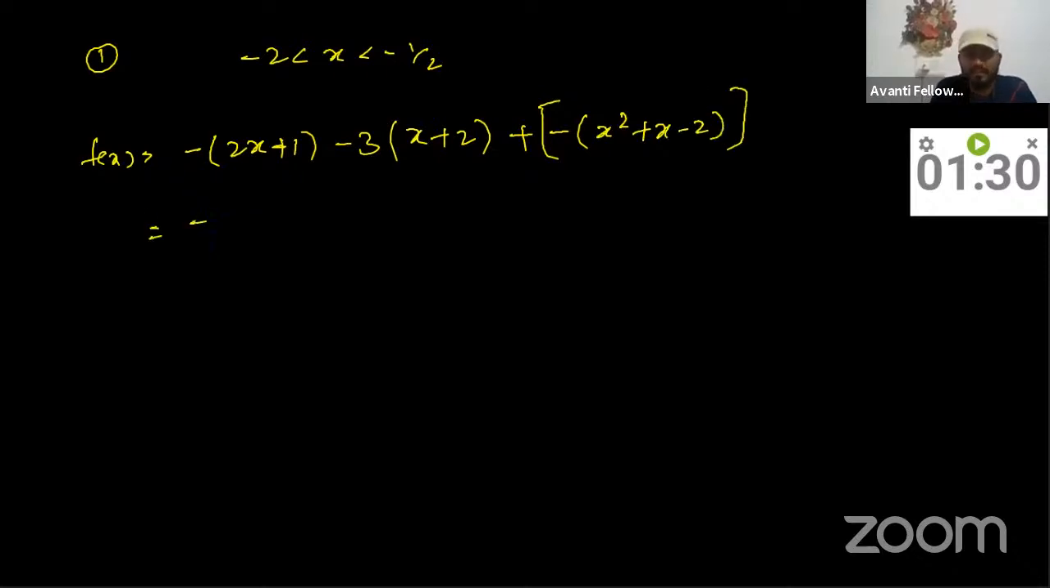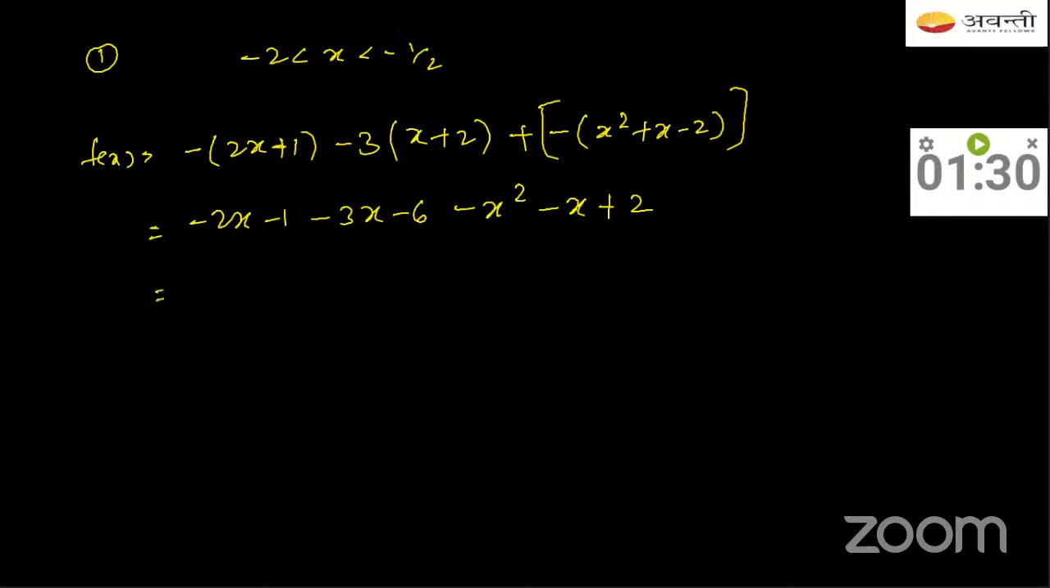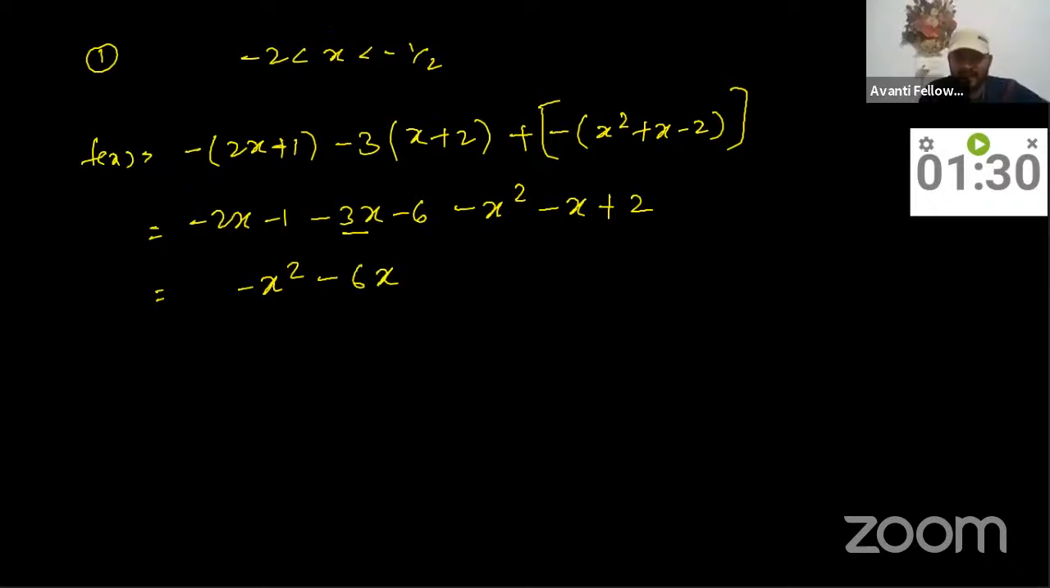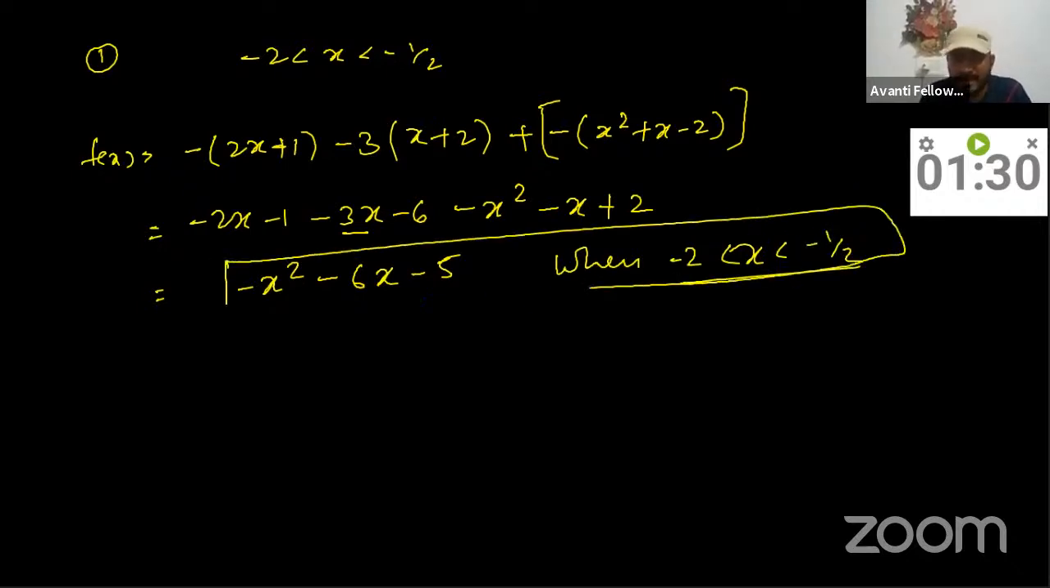Now, if you simplify this one, you will get minus 2x minus 1 minus 3x minus 6 minus x square minus x plus 2. Okay. Now, when you solve this, what will you get? Minus x square, and minus 3x minus 2x, this will become minus 6x. And minus 6 minus 1, this will become minus 7, plus 2, this will become minus 5. This is when your x lies between -2 and -1/2. Yes, we got the second definition of the function.